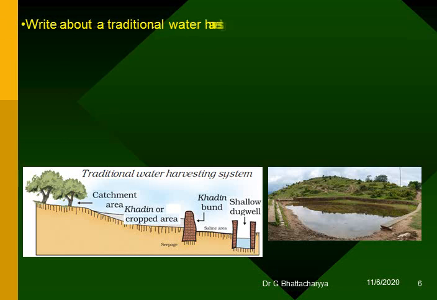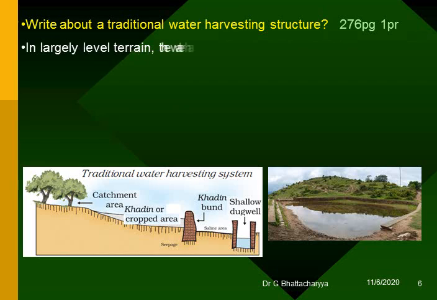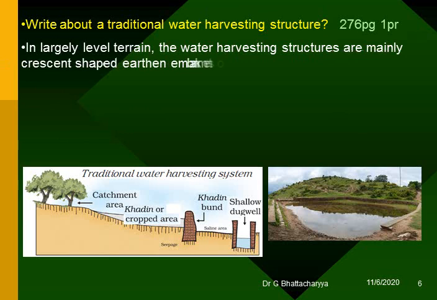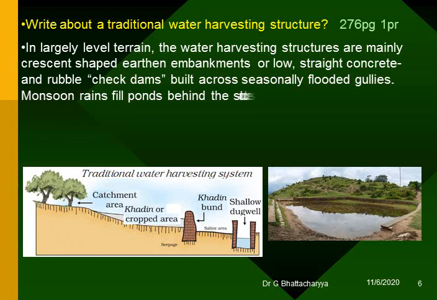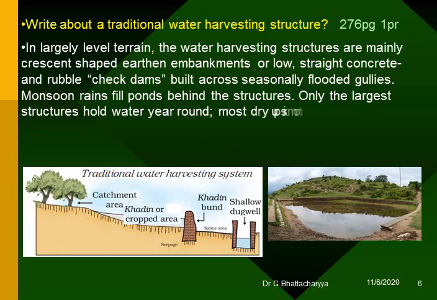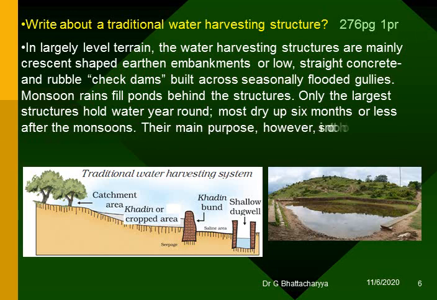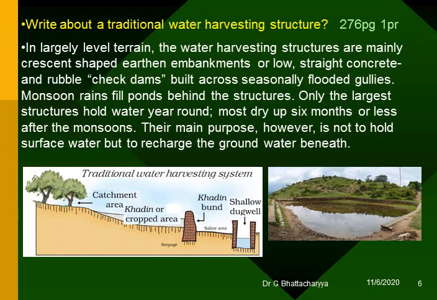Write about a traditional water harvesting structure. In largely level terrain, the water harvesting structures are mainly crescent-shaped earthen embankments or low, straight concrete and rubble check dams built across seasonally flooded gullies. Monsoon rains fill ponds behind these structures. Only the largest structures hold water year round. Most dry up 6 months or less after the monsoons. Their main purpose, however, is not to hold surface water but to recharge the groundwater beneath.